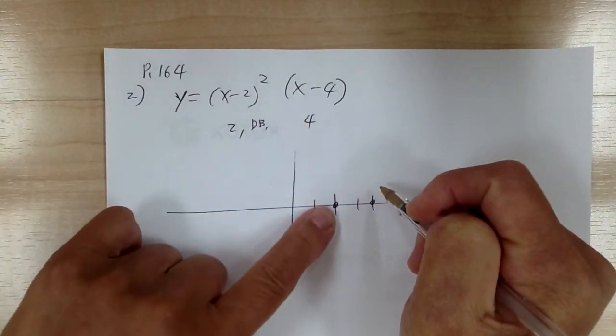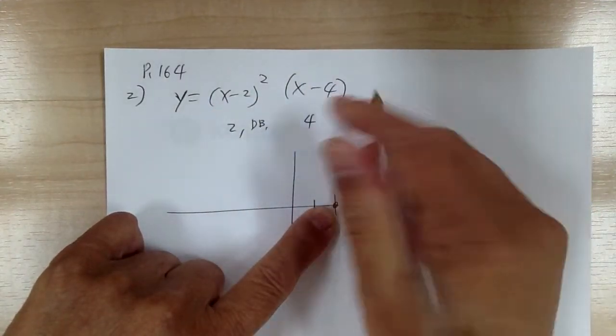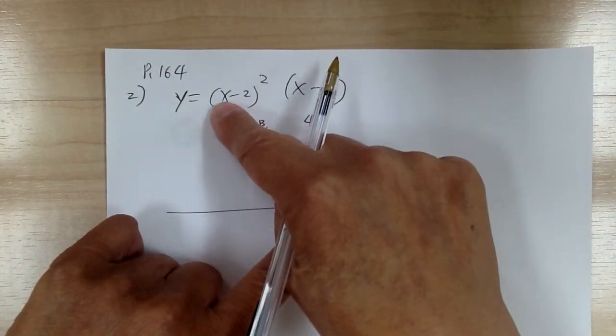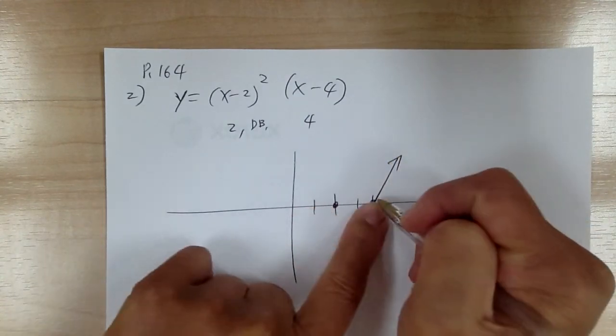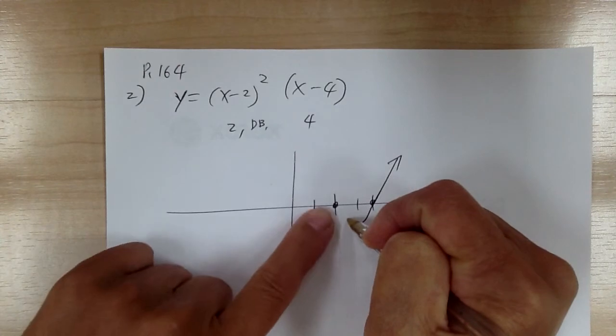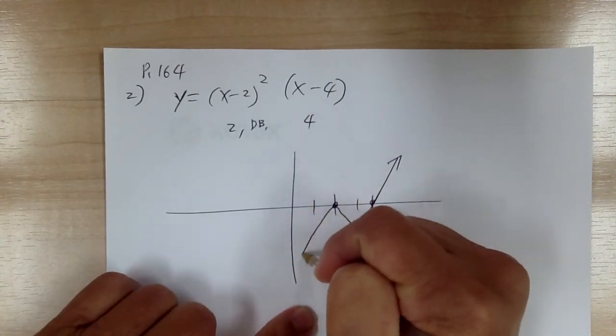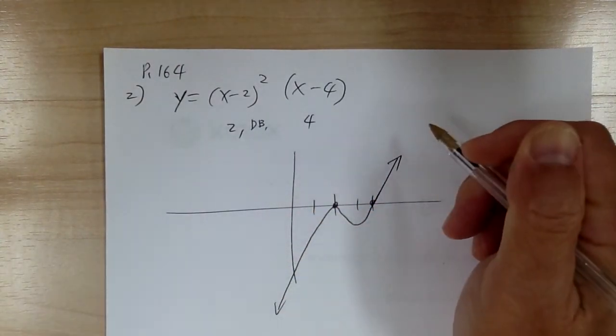Remember, this is a double, and all of this is positive. If you multiply out, it's positive times positive, so it's going to point up. This one is a single, so it's going to go through, and this is a double, so it doesn't go through. The graph is going to look something like that.